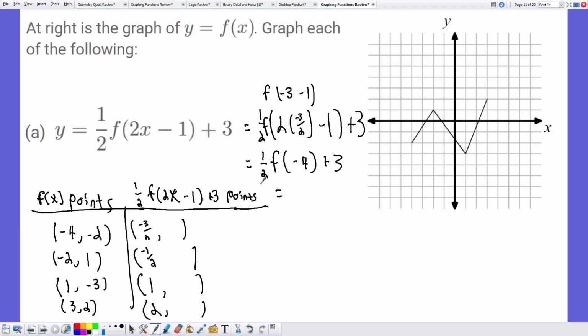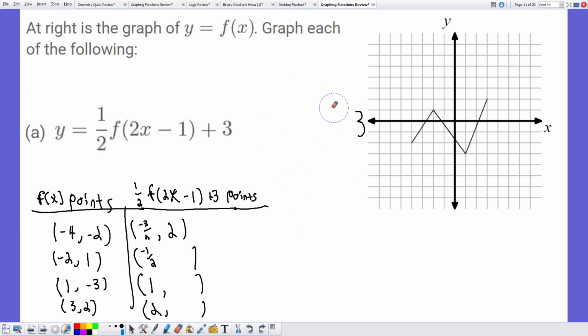Now, we know f of negative 4 gives us an output of negative 2. So, we have 1/2 times negative 2 plus 3. And 1/2 times negative 2 is negative 1, plus 3 is equal to 2. So that's going to be the y value of my new point, or I'm sorry, that first point.